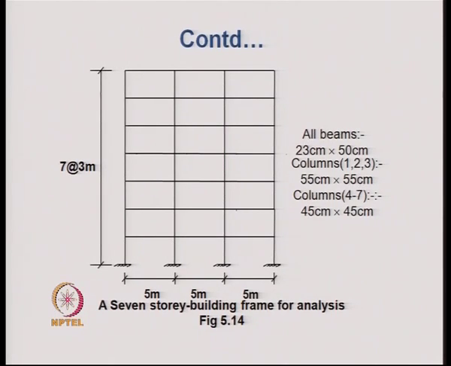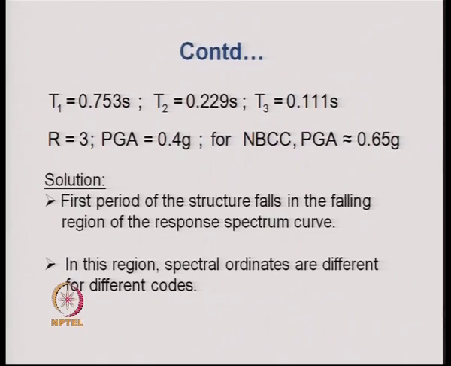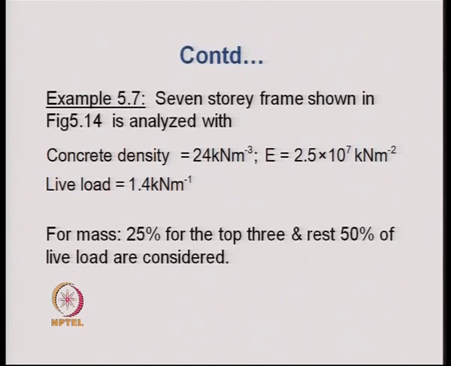So, this is a 7-story frame made of concrete, and it is analyzed for a modulus of elasticity of 2.5 into 10 to the power 7, concrete density 24 kilonewton per meter cube, and live load taken as 1.4 kilonewton per meter. For calculating the masses, apart from the dead load, 25% of the live load is considered for the top 3 floors, and for the rest of the floors 50% of the live load is considered.